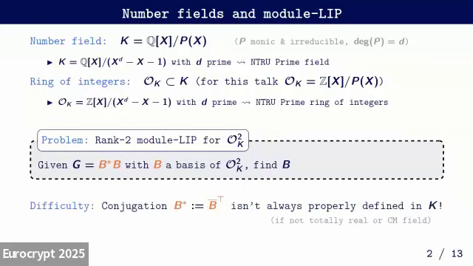However, this conjugation, like this B star, this conjugate transpose, isn't always properly defined in K. So if you have a totally real number field, this conjugation doesn't do anything, so it's just identity. And if you have a CM field, you have a very natural way to do a conjugation, so that's also fine. But in general, you don't have this. So already this definition of the problem is kind of not correct. So let's have a look at what the correct definition is.